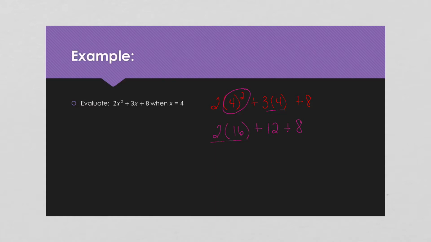Now I'm going to do 2 times 16, which is 32. And I'm going to add from left to right. 32 plus 12 is 44. 44 plus 8 is 52.